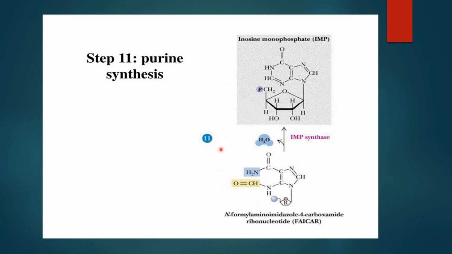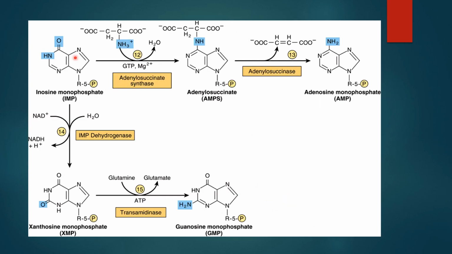So in the 11th step, the enzyme IMP synthase leads to closing the ring with the elimination of water. The product obtained is inosine monophosphate, which is the parent purine nucleotide from which the other nucleotides can be synthesized. So here, inosine monophosphate is the immediate precursor for the formation of AMP as well as GMP.